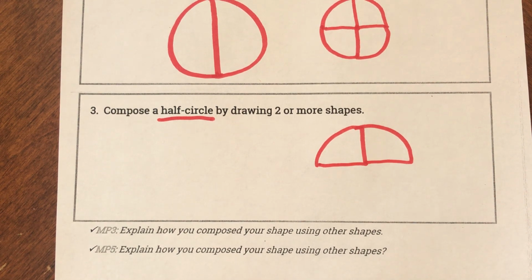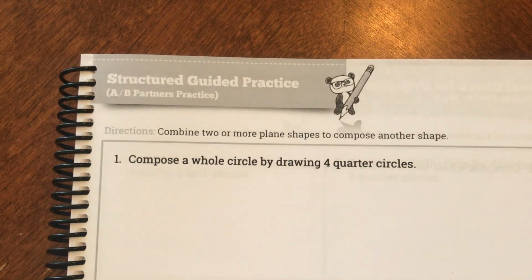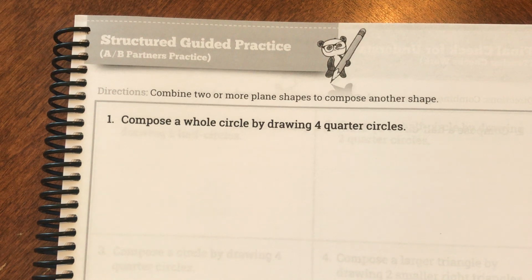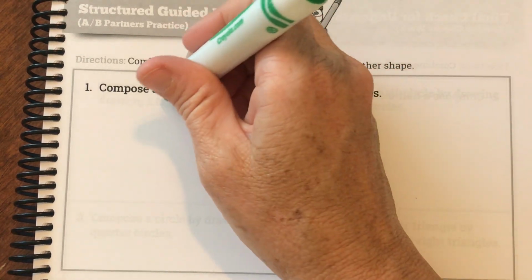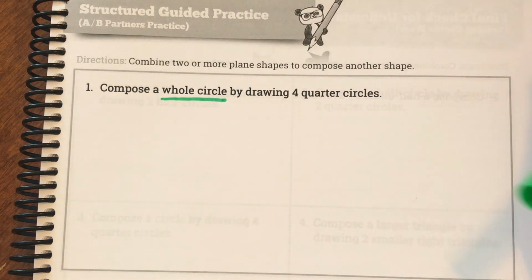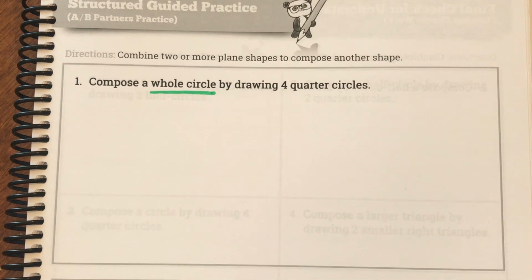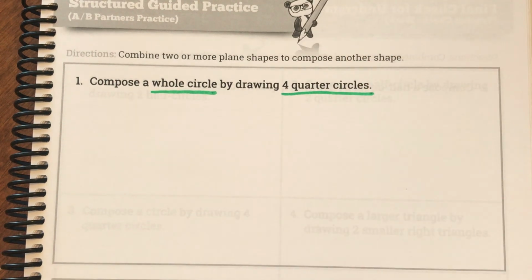Okay, boys and girls, let's try some together. We're on page 256. Our first directions say, compose a whole circle by drawing four quarter circles. So they want us to compose a whole circle, and this time they didn't give us a choice. They told us how they want us to do it: draw four quarter circles.